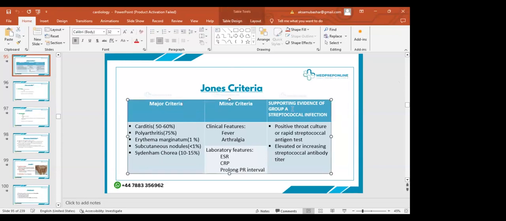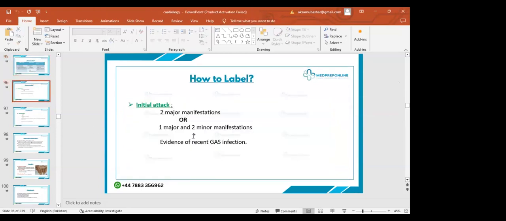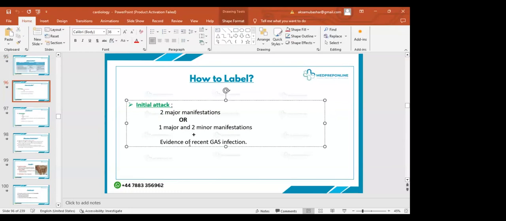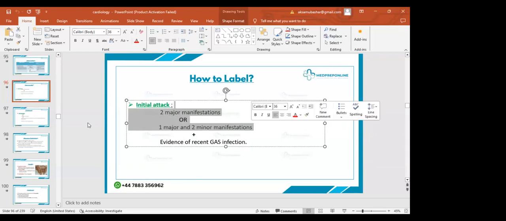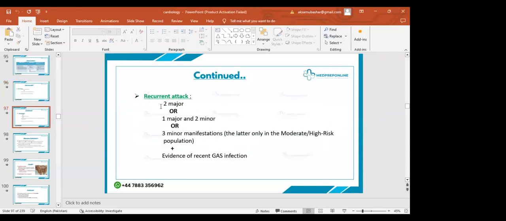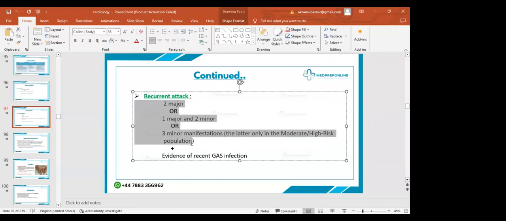So along with these criteria, you need to have this one that is essential, which I have already told you, written here. Two major manifestations, or one major and two minor, plus there is R. Among this there is R, but there is a plus. So you must have this thing along with these two things. Here they all have R, but they have a plus. It means you have to have this thing, and you have to then fulfill this criteria separately and this criteria separately.